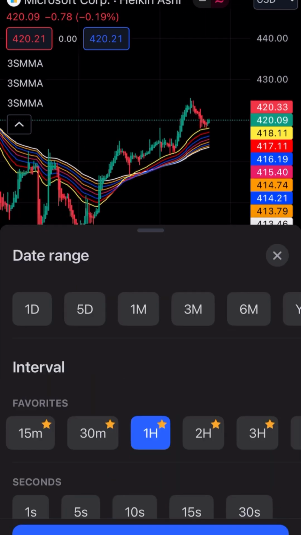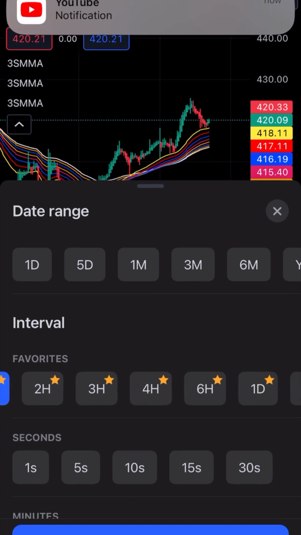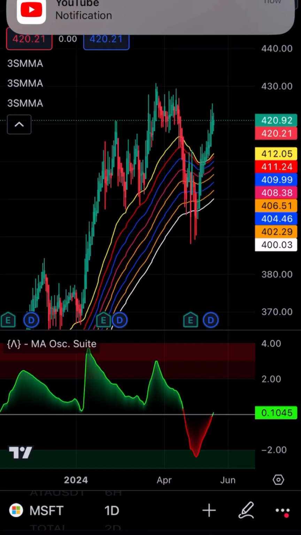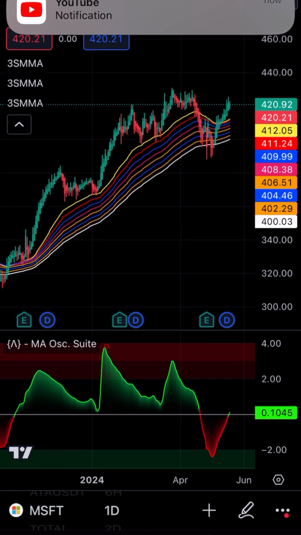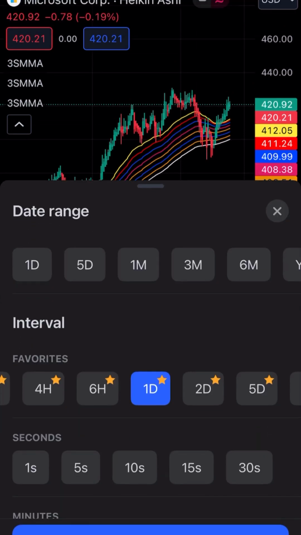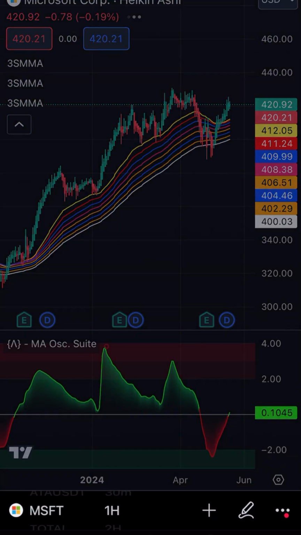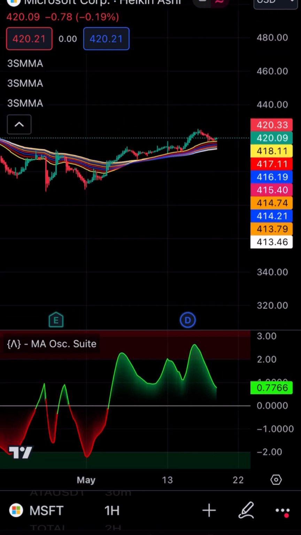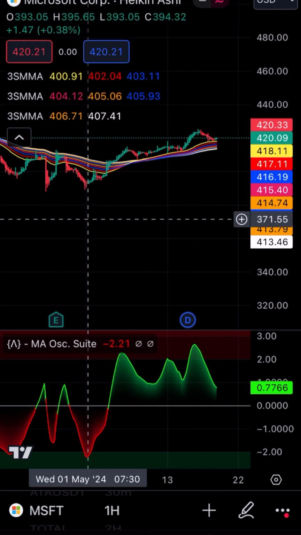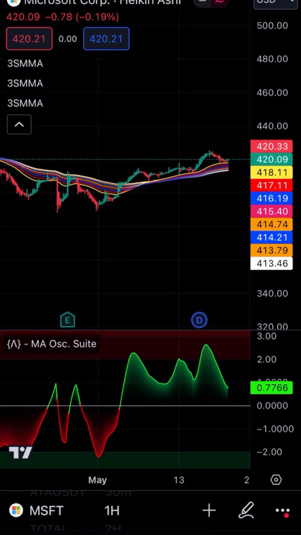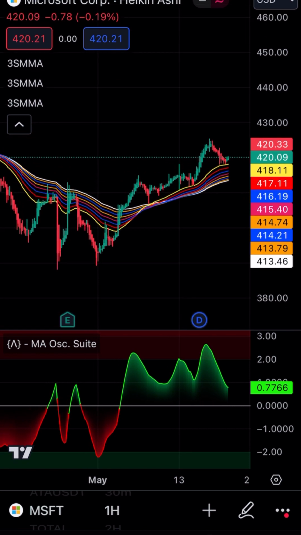What you got to do is look at this on the daily, see what the overall trend is. Once you know what the overall trend is, you go to the hour, and then you just wait for it to cross up on the 0 line, and it gives some pretty good results. I'm going to be going over this more because I really like this strategy.